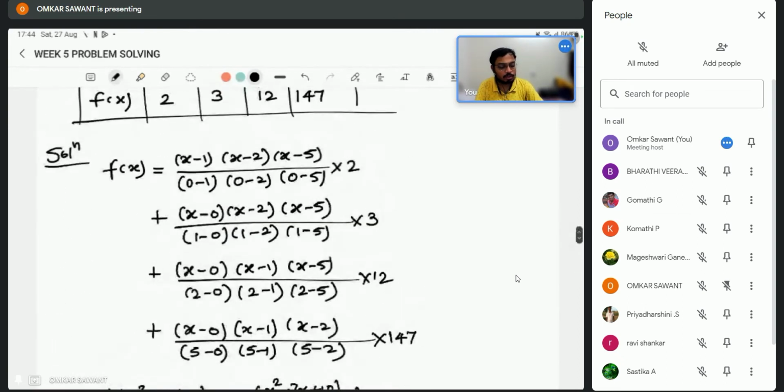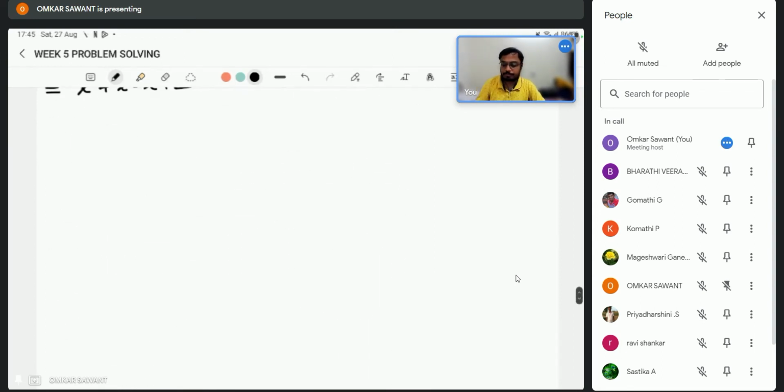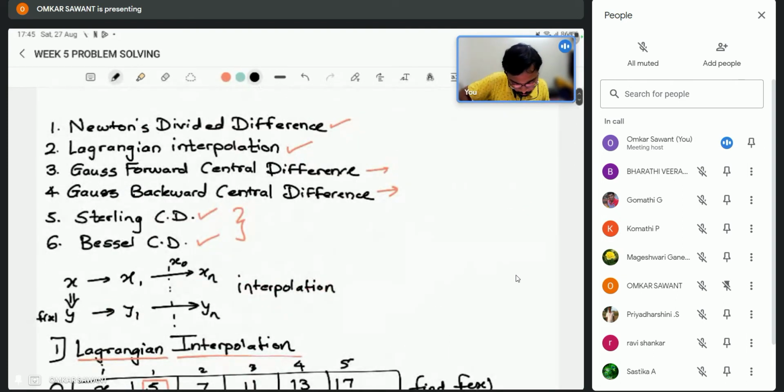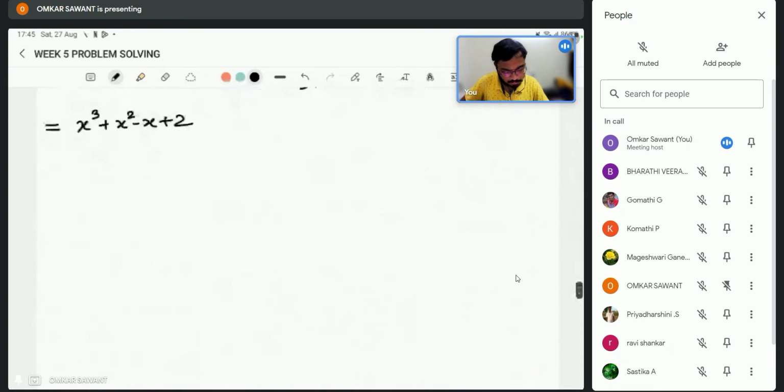Like in Lagrangian, we calculate coefficients and functional values. In Newton's backward, we will write it in del square del terms. We have done with this Lagrangian thing, so we will move on to Newton's divided difference. This is similar to your Newton's forward method, with a slight difference between Newton's forward difference method and divided difference, which we will see when solving.